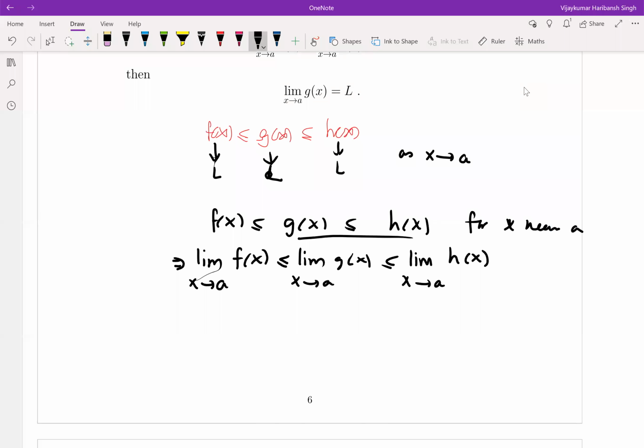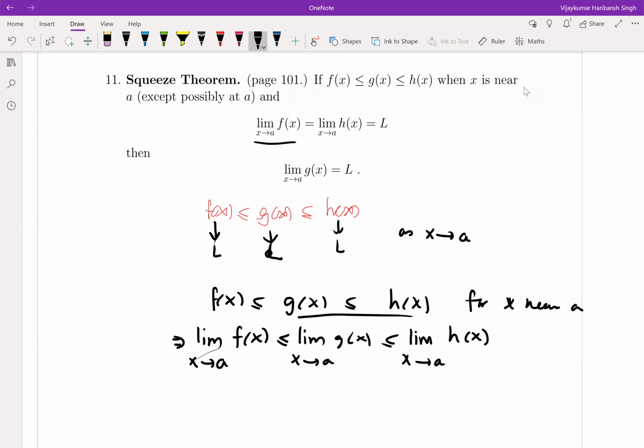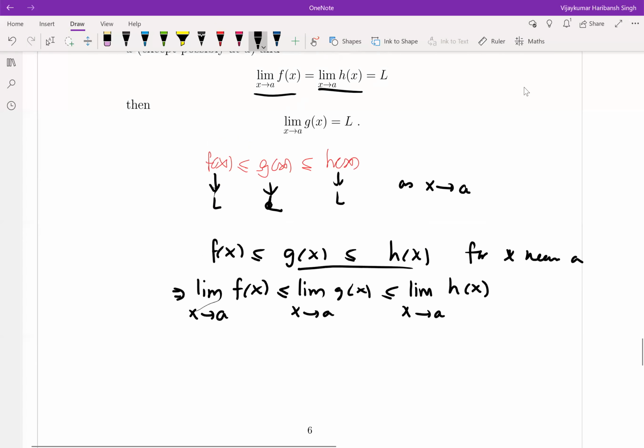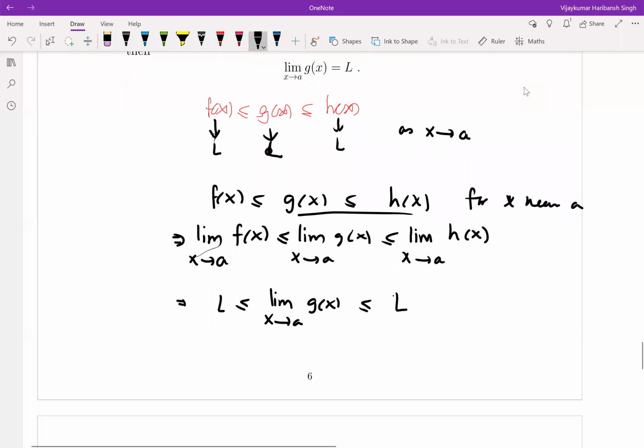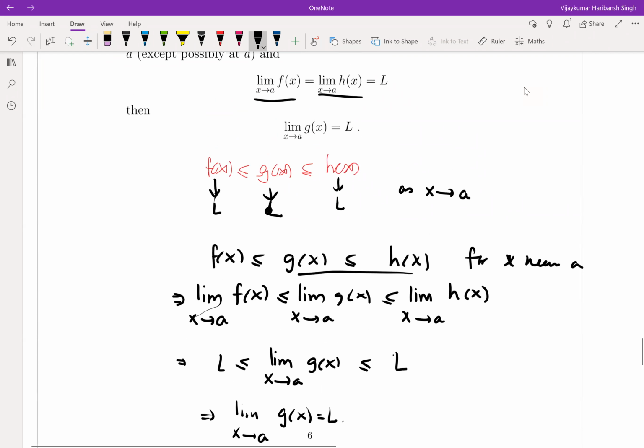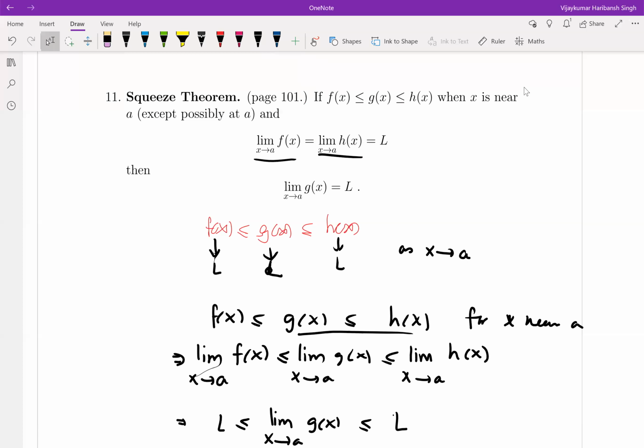Now note that the limit as x goes to a of f of x is given as L, and the limit as x goes to a of h of x is also given as L. So this would mean L is less than or equal to the limit as x goes to a of g of x, which is less than or equal to this limit, which is also L. So it is both greater than or equal to L and less than or equal to L. That can only happen if it is equal to L. Okay, so this theorem is called the squeeze theorem or sandwich theorem. Your limit as x goes to a of g of x is sandwiched, or squeezed, between the limit of f of x and the limit of h of x.